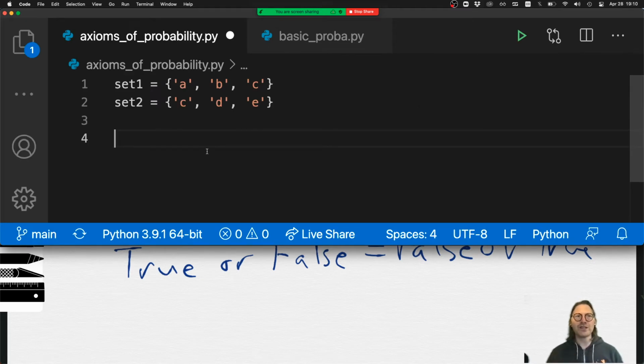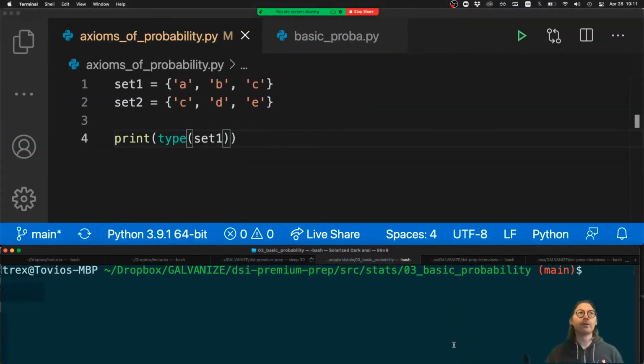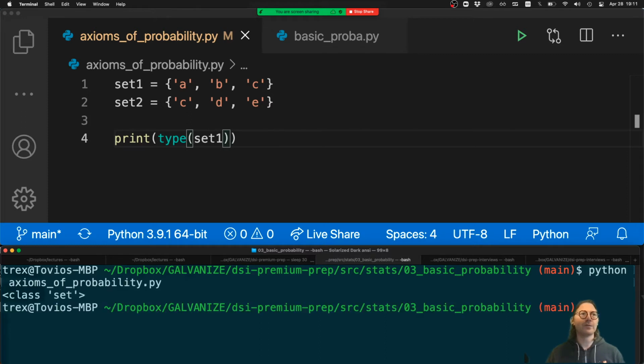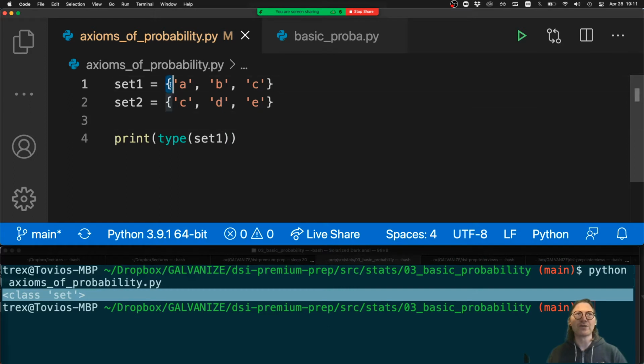If we want to consider A union B being equal to B union A, notice we are now actually dealing with sets. These are sets, and maybe I can just demonstrate that. Print type of set 1. These are no longer lists, just to be very clear. Notice this is class set, not class list. We're just using curly braces right here. So now that we're using sets, we actually have set operations built in. We have methods associated with the set object, and that's going to be really convenient.